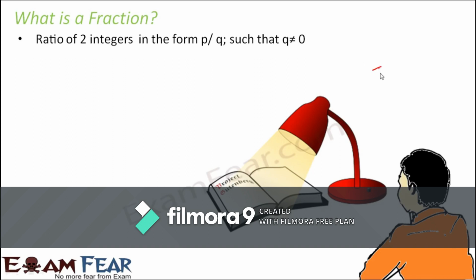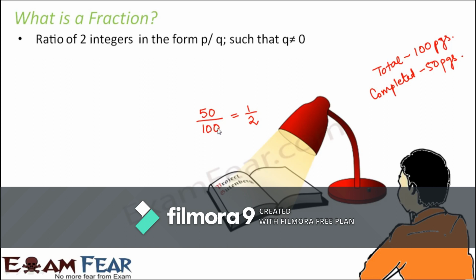So total there are 100 pages in the book, and by now the boy has read how many pages? 50 pages. So if I ask you what fraction of the book has the boy already read? So how much part of the book is already read by the boy? So how would you find that? This boy has read 50 pages out of 100 pages. So 50 by 100. What is 50 by 100? 50 by 100 is nothing but 1 by 2.